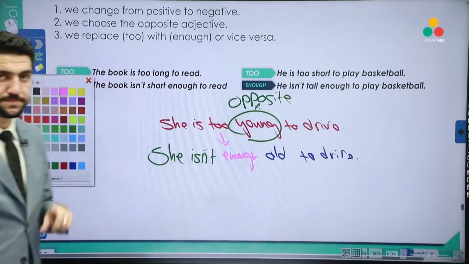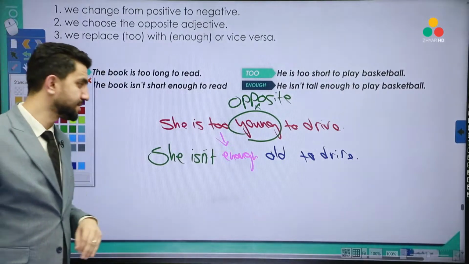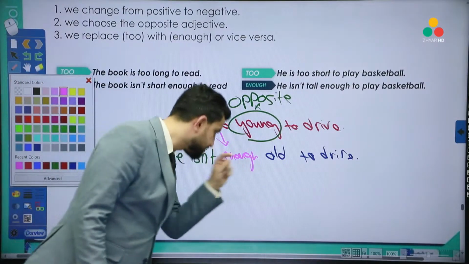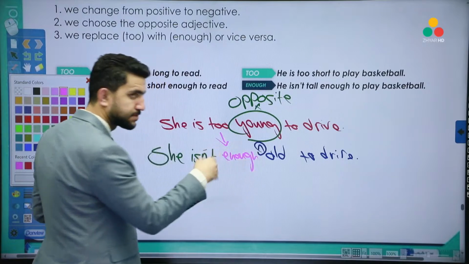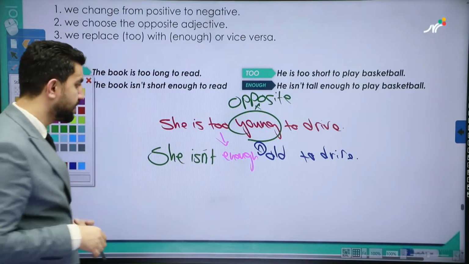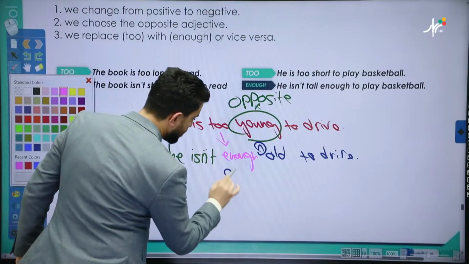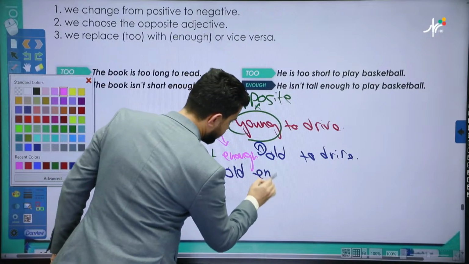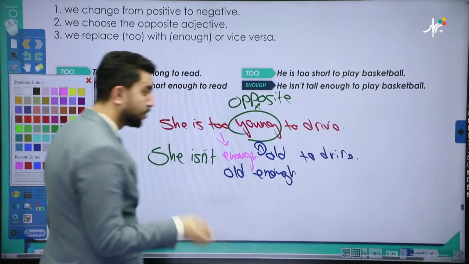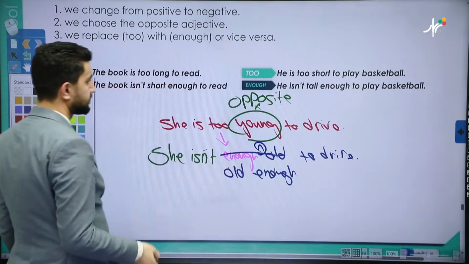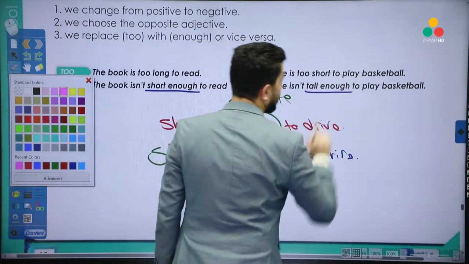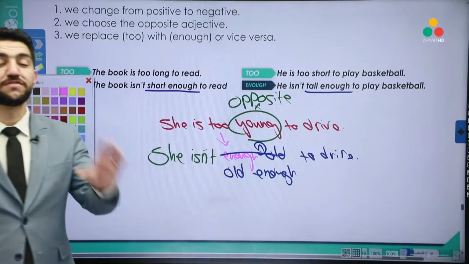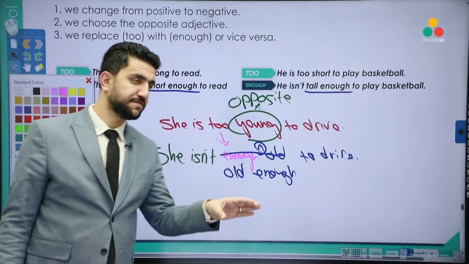Is this correct? Wait, it's not. Old is an adjective. "Enough", okay. Adjective starts with A. We said A comes first. So you have to do another change. She isn't old enough. Not enough old. Short enough. Not enough short. Tall enough. Okay? So "enough" goes after the adjective.